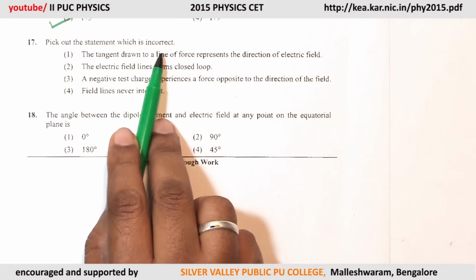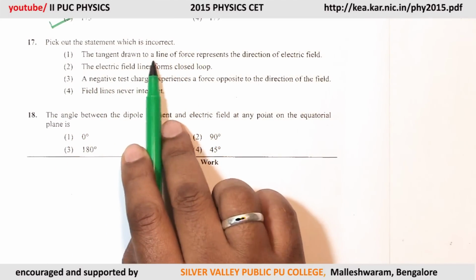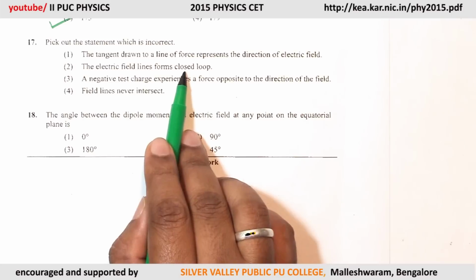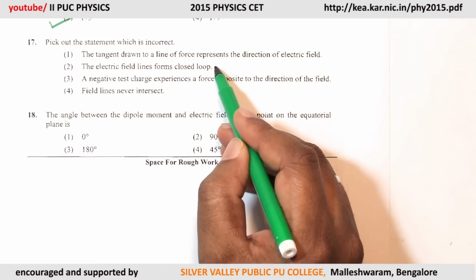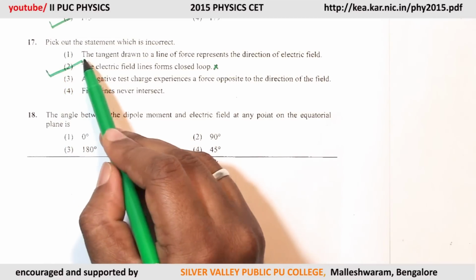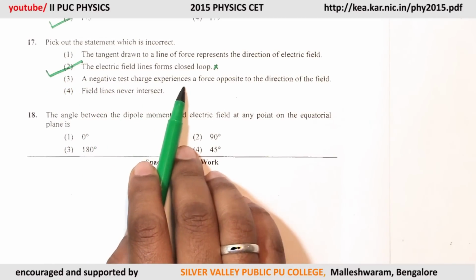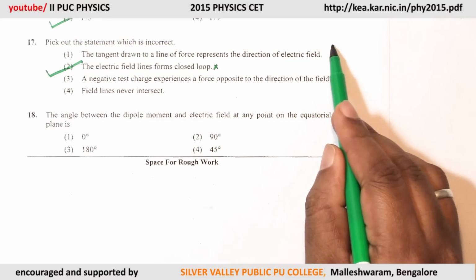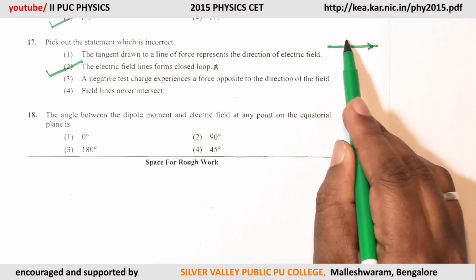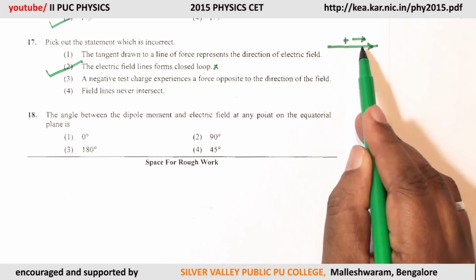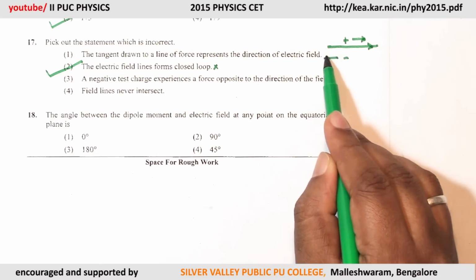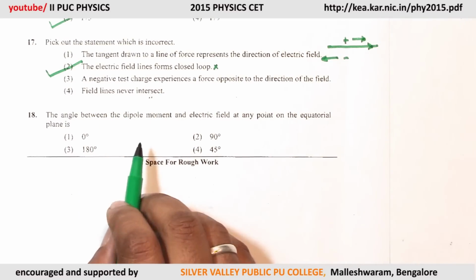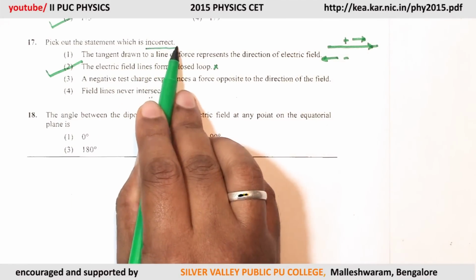Pick out the statement which is incorrect. Tangent drawn to a line of force represents the direction of electric field. Yes. Electric field lines form closed loop. This is incorrect. Therefore, this is the answer. A negative test charge experiences a force opposite to the direction of electric field. True. If this is the electric field, positive charge experiences force in the direction of the field, whereas negative charge experiences against. Field lines never intersect. That is also true. Second is the incorrect statement.